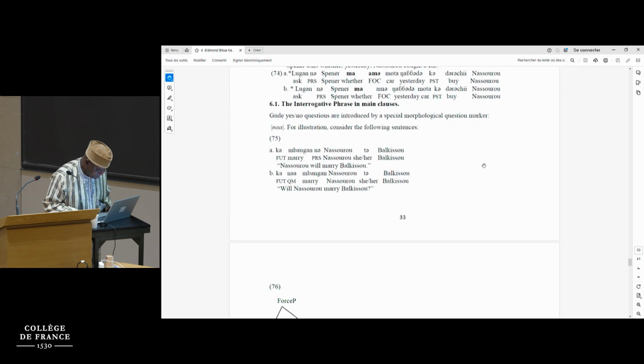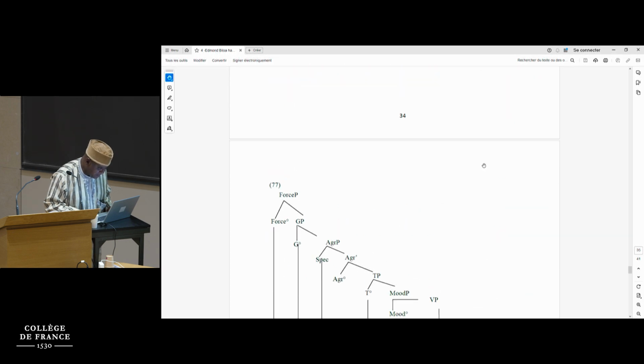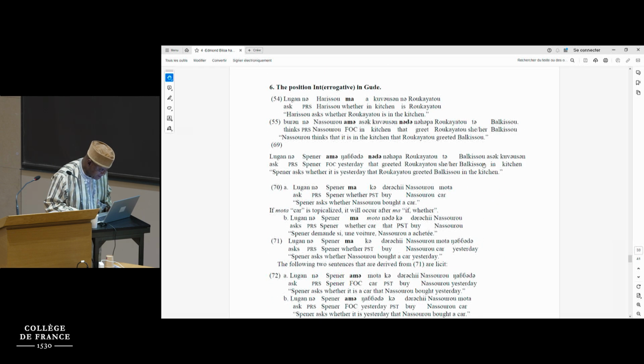Now we are at 69. In 69, the modifier yesterday is focalized. That is why it's preceded by am, which means it's the focus phrase. And when a constituent is focalized, it cannot be followed by the question marker, the question complementizer, the indirect question complementizer, if and whether, right? It can only be followed by a lexical complementizer, as we can see in 69.